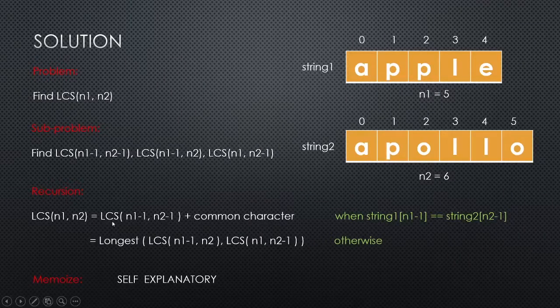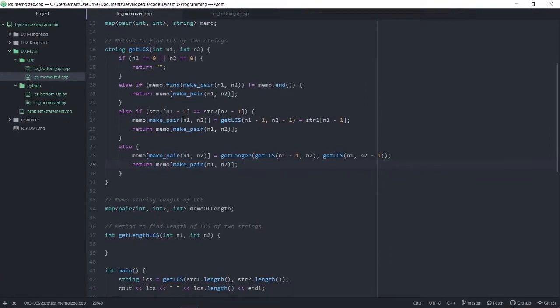As you can see in the recursion, once the n1th character of string 1 and the n2th character of string 2 are the same, then in that case we just take out the common character at the last and compute recursively the LCS of the remaining part at the beginning of it. That is exactly what we are doing. We are calling getLCS of n1 minus 1, n2 minus 1, and we are appending the common character at the end of the LCS result.